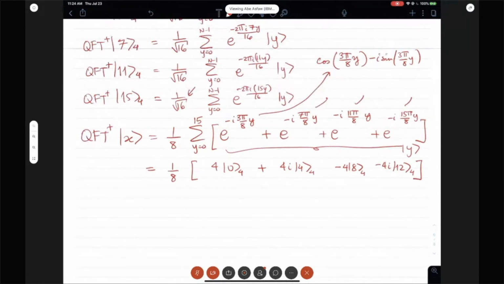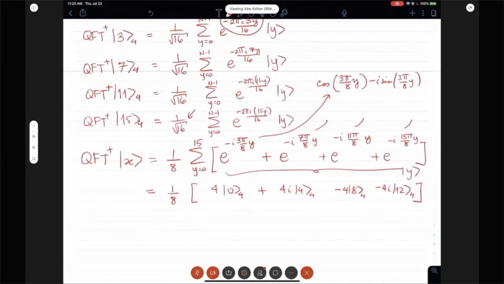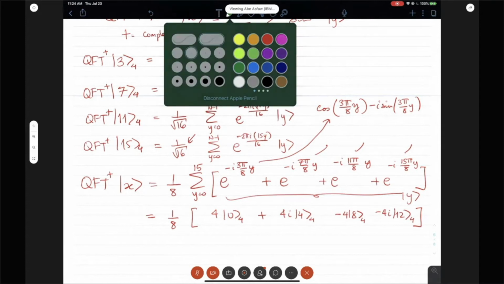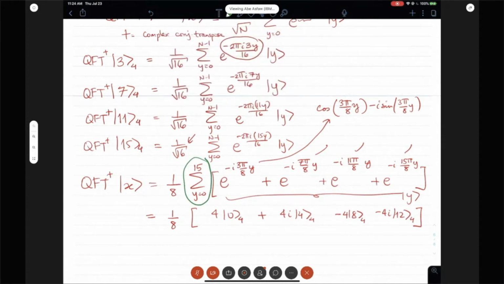Here's an interesting point to take note. Notice how this sum, I'll circle it here. This sum was running all the way from y equals 0 to y equals 15. Because of all of these terms adding up, the only terms that survived are the ones when y is 0, 4, 8, or 12. All the other terms vanished because you had equal contributions of plus and minus.